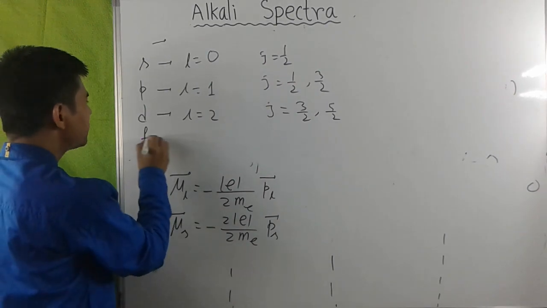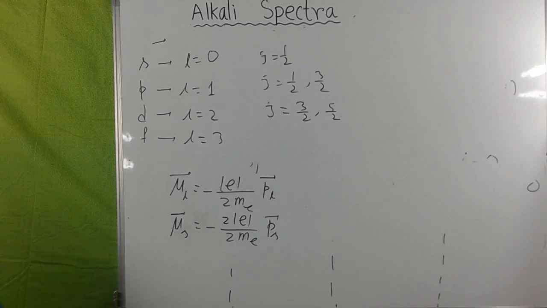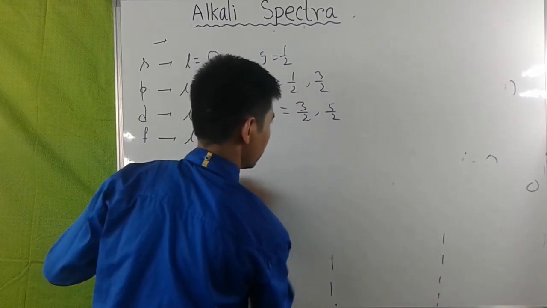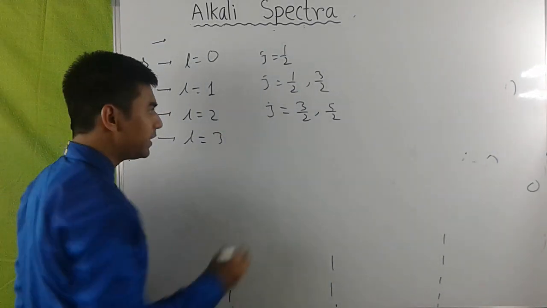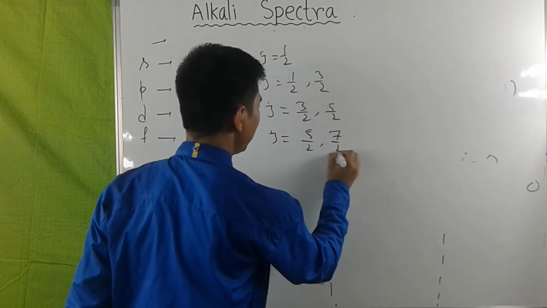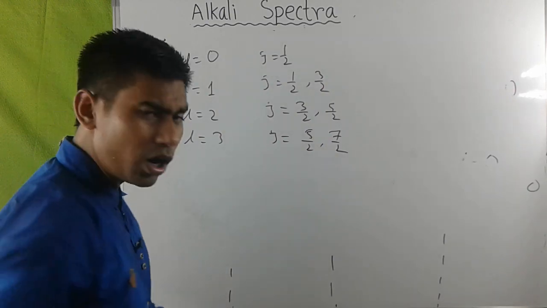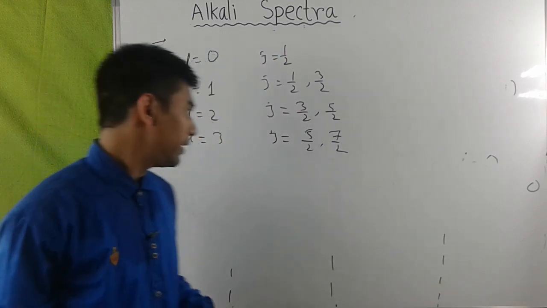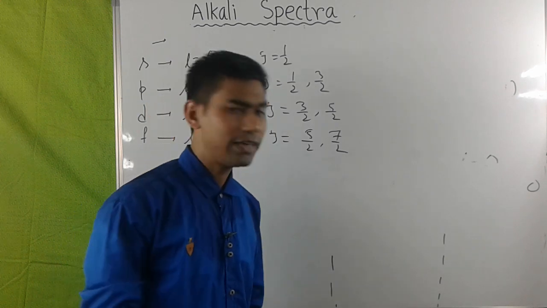And in the F state L equals 3, and so J equals 5/2 and 7/2. Okay. Now we draw the energy levels of the optical electron in a sodium atom, the split energy levels of the optical electron in a sodium atom.